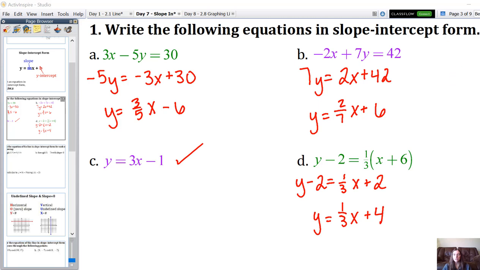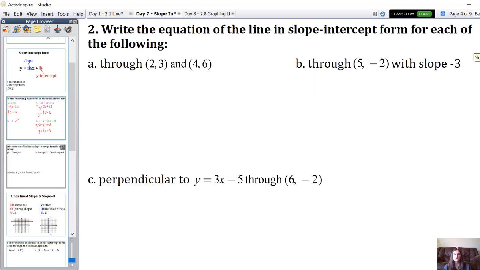Now we're going to look at what happens when I give you different types of information that we have to then put into slope-intercept form. So as a reminder, slope-intercept form is y equals mx plus b, where m is our slope and b is our y-intercept, where we're crossing the y-axis.